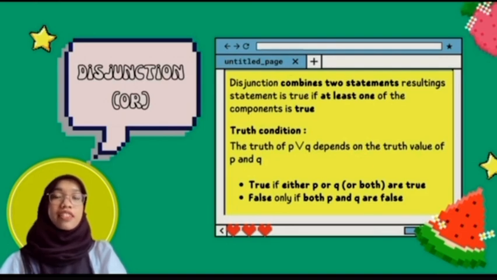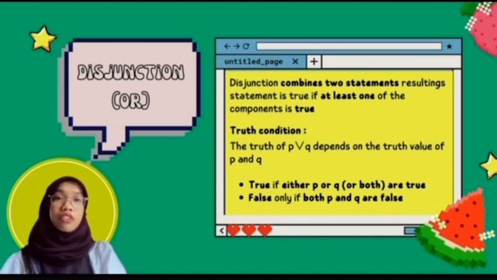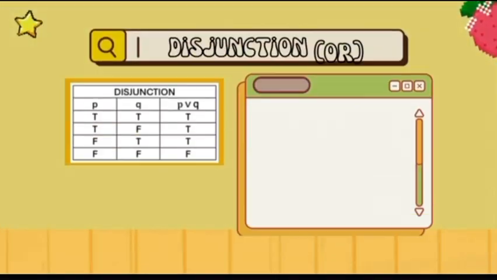What is disjunction? Disjunction, or, combines two statements, resulting in the statement being true if at least one of the components is true. The truth condition for or depends on the truth value of P and Q. The result is true if either P or Q or both are true, and the result is false only when both P and Q are false.